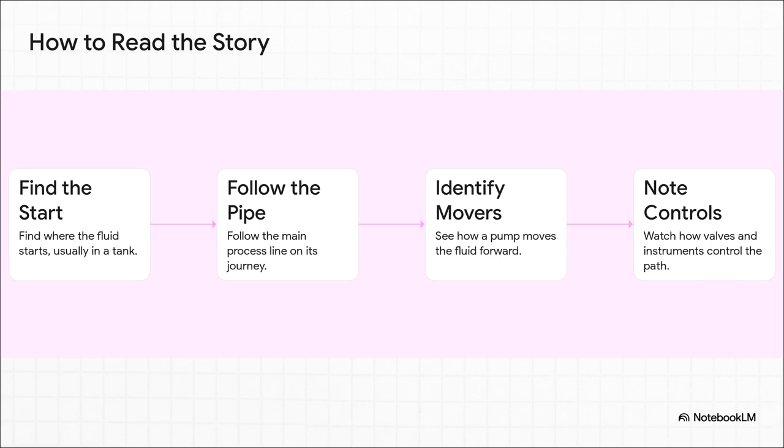First, find where the fluid starts. Usually, it's going to be in a tank. Then, just follow that main process line, that main pipe. As you follow it, look for the pump that's pushing it along, and then start to notice all the valves and instruments that are controlling its journey.